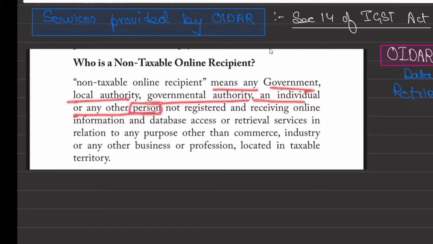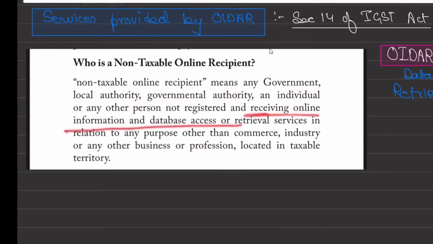Anywhere in law, it's written "person", that 7 names should strike in our mind. Okay, so a company which is not registered is also a non-taxable online recipient, correct? Not registered and receiving online information and database access retrieval services for any purpose other than commerce, industry, or any other business or profession located in taxable territory. So they can receive for any purpose. Means any kind of thing can be there, correct?